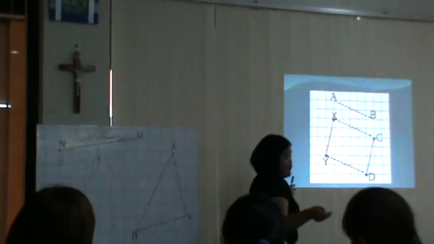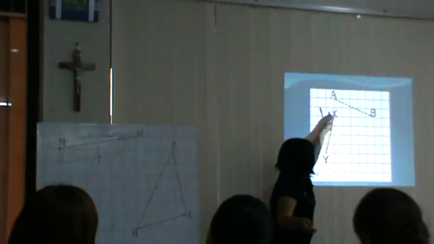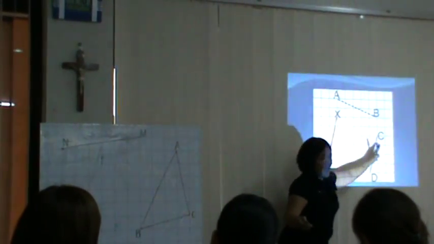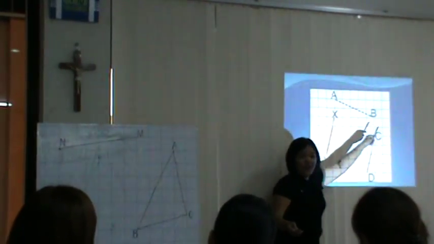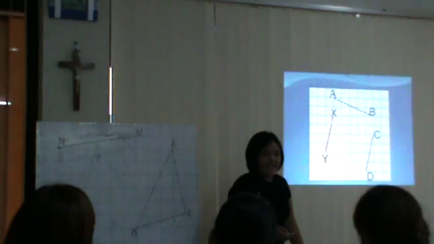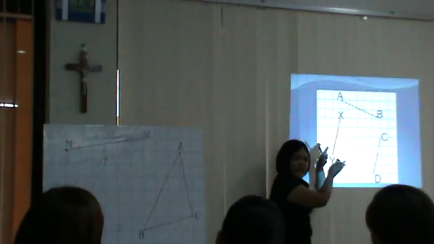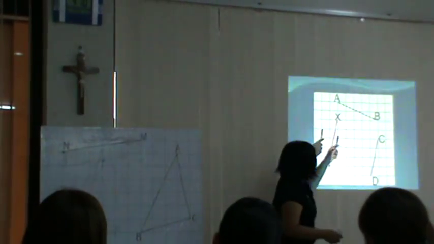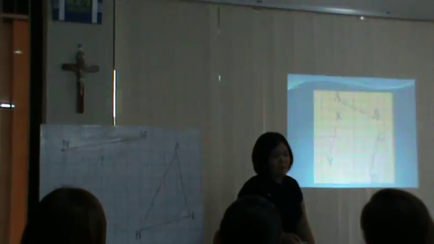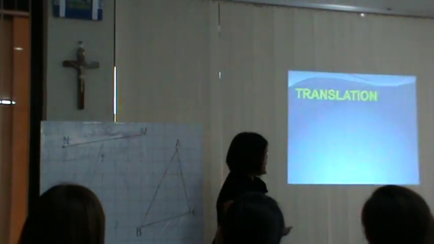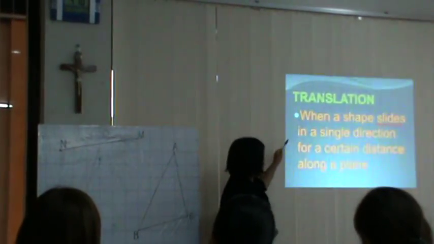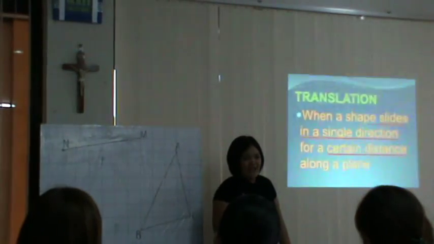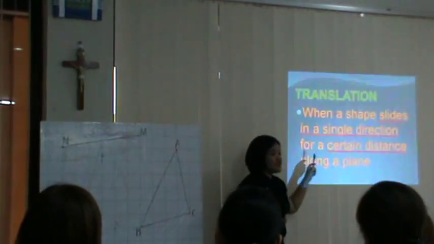Okay? Now, if you notice, from this position, or from this location, line XY seems to slide this way, following the direction of arrow AB. So, in this kind of movement, wherein the shape or the figure seems to slide in a direction that is the same as our given, is what we call translation. Translation happens when a shape slides in a single direction for a certain distance along a plane. Okay? It says here, single direction and certain distance.